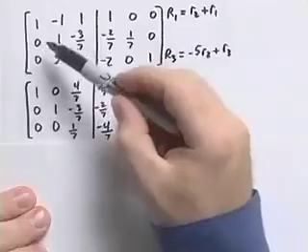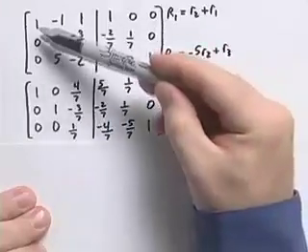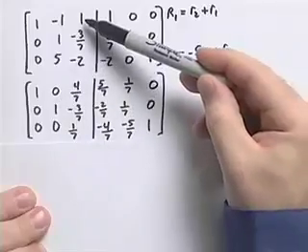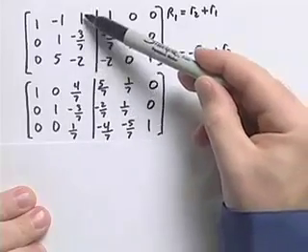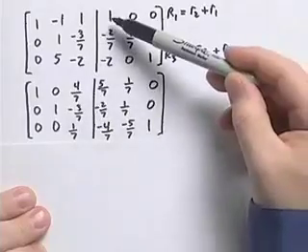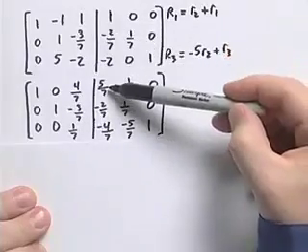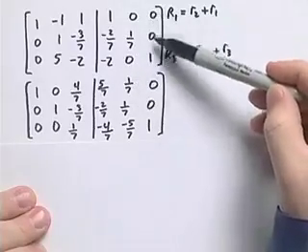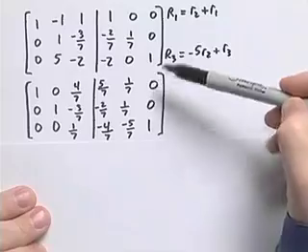Our first row we get by adding the first and second. 1 plus 0 is 1. -1 plus 1 is 0. 1 plus -3/7. Remember, 1 is 7/7. So we end up with 4/7. 1 plus -2/7 is 5/7. 0 plus 1/7 is 1/7. And 0 plus 0 is 0.